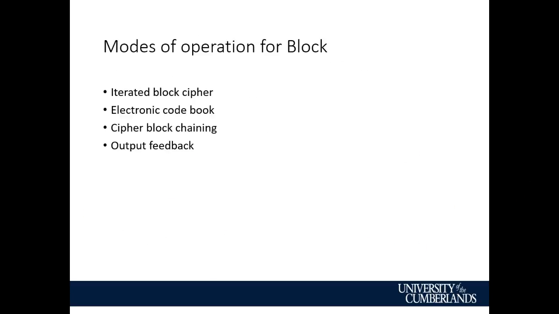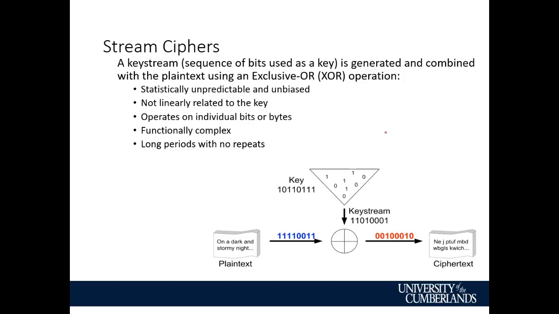These are some of the block modes that are available that we use: output feedback, cipher block chaining, electronic codebook, and others. So this is just some of the things. Now, a streaming cipher is a little bit different, in that it sequences bit by bit. And statistically, it's unpredictable, unbiased, and operates on individual bits.